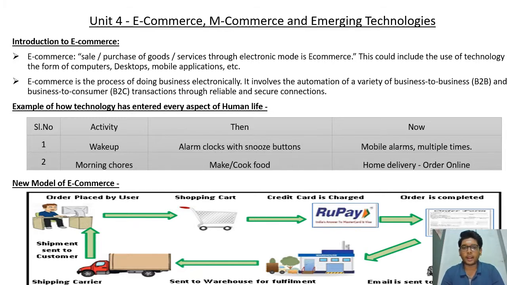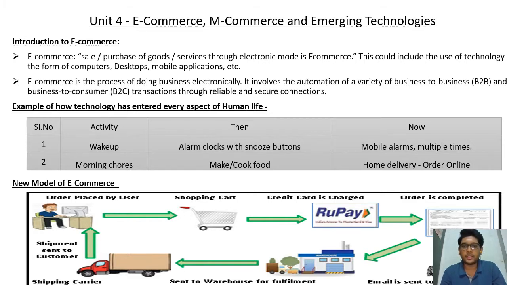For example, I go to Flipkart and place the order. It goes to my shopping cart. Once it goes to my shopping cart, it will ask for verification of my address where it has to be delivered, and then I have to make the payment. I make the payment, my credit card is charged, or I can use a debit card or net banking. Next, the order gets completed. I get a confirmation, an email is sent to the customer and the merchant. After I get the email confirmation, the order goes to the warehouse for fulfillment. Once the order gets fulfilled, it comes to our house. Shipment is sent to the customer. A person comes and delivers the football shoes to my place. This is the new model of e-commerce.